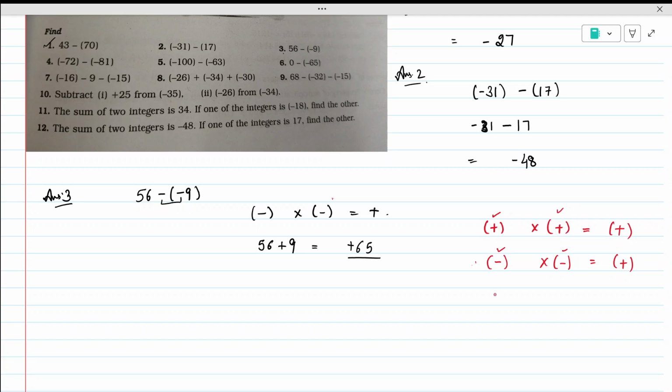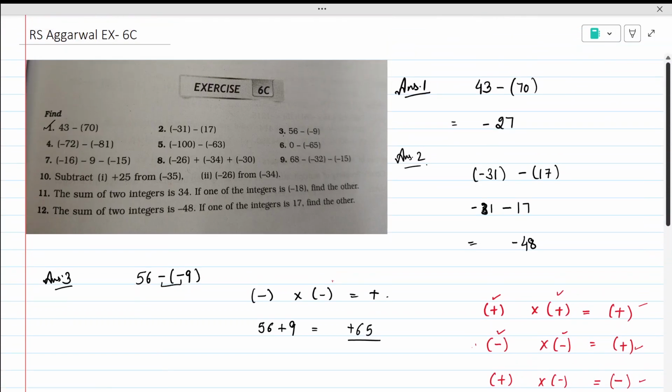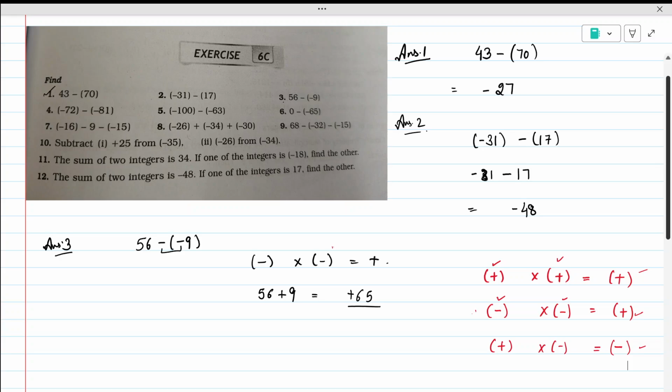And then the last one, if one number is in plus and the other number is negative, then the answer will be negative. So plus into plus will give us plus, minus into minus will also give us plus, plus into minus will give us minus. So these are the things which you have to remember.